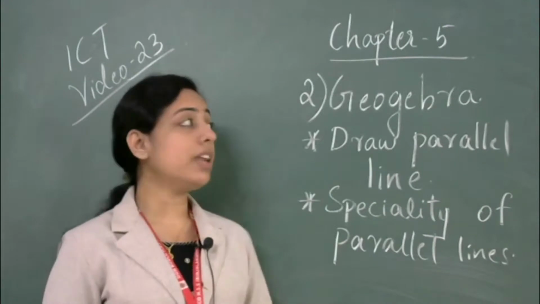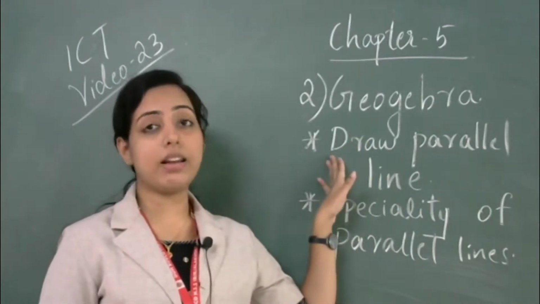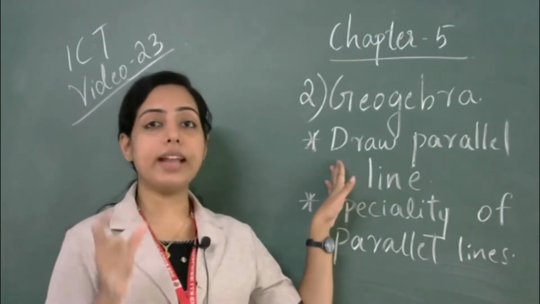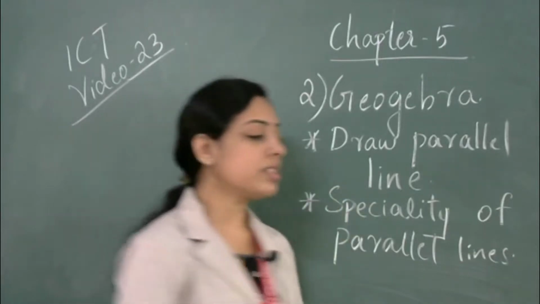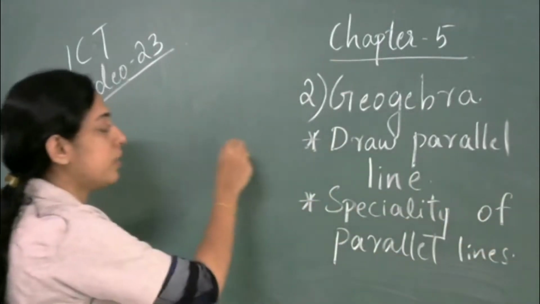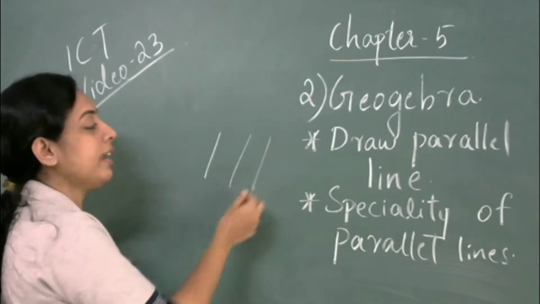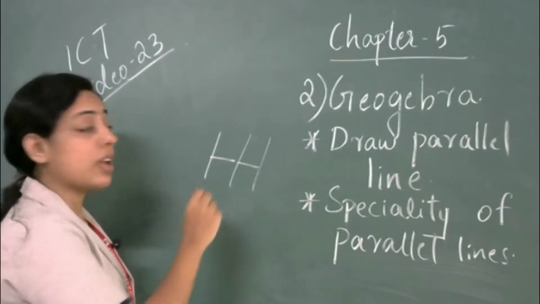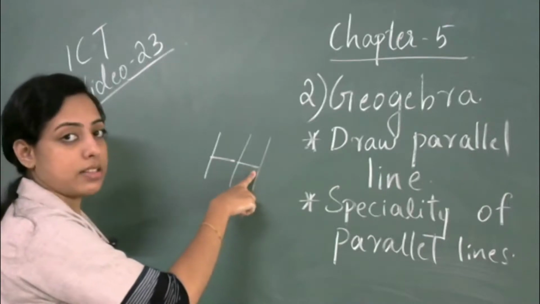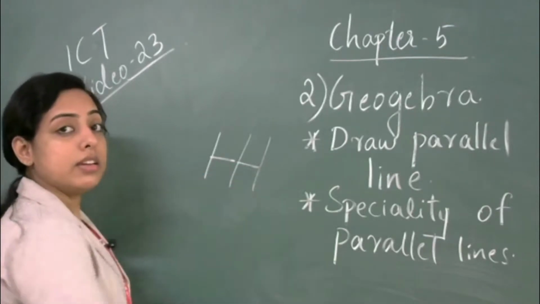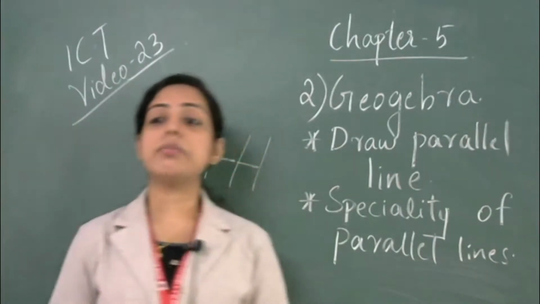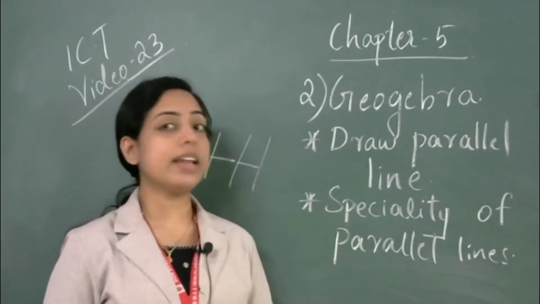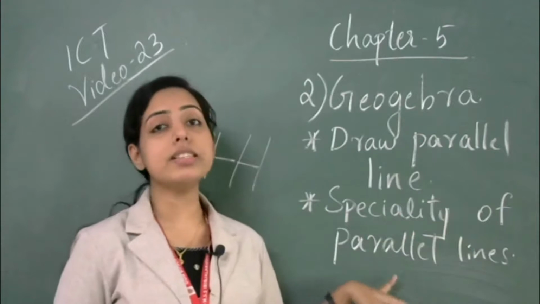So the first activity in GeoGebra software is drawing parallel lines. Draw two parallel lines, and after that you will draw another two lines that intersect those parallel lines like this. You will first draw two or three parallel lines, and you will draw lines like this, and you can find the speciality of this distance. What will be the speciality? It will be the same. The value will be the same. So like that you can find the distance. So the first activity is drawing parallel lines, and the second activity is the speciality of these parallel lines.